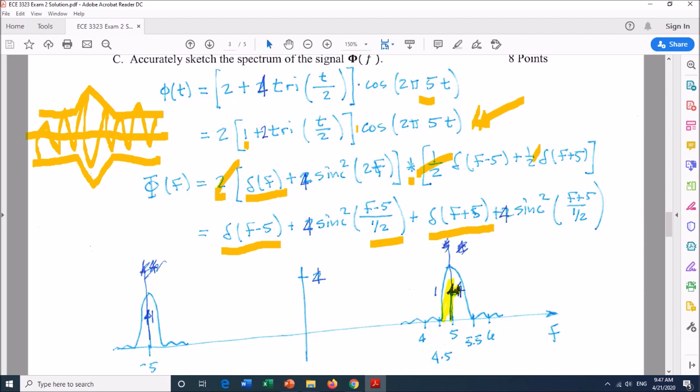Here's the delta functions. Two delta functions at the frequency of 5 hertz, and then we've got on top of that this sinc squared shape centered at 5 hertz. It's shifted to be centered at 5 hertz, and then it touches 0 at 1/2 unit above and below that. So that's my sketch for the Fourier transform.